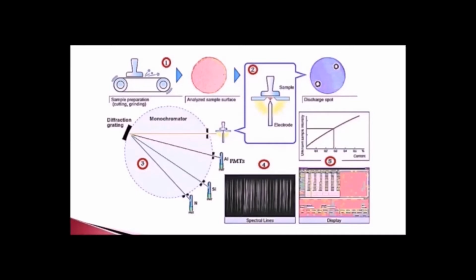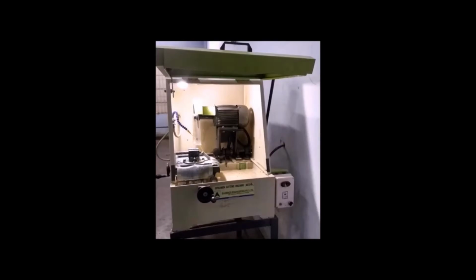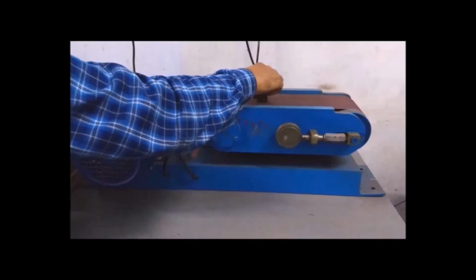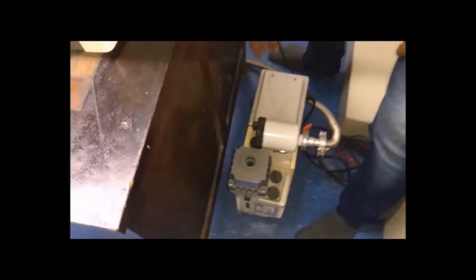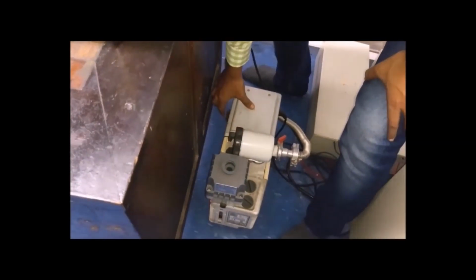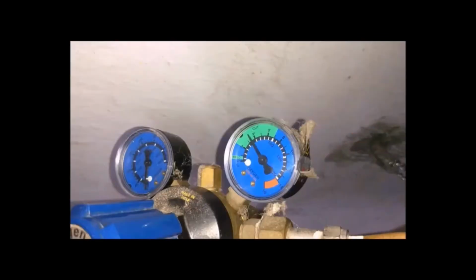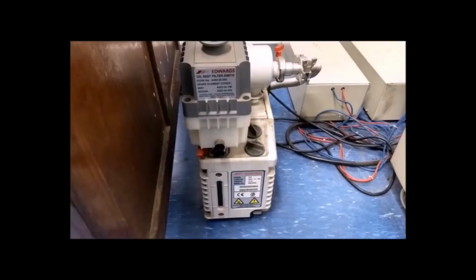Now we will learn about the step-by-step working of a metal spectrometer. First, the sample is cut into the required size in a specimen cutting machine. Then it is ground on a grinding machine using grade 60 to 80 size emery. Then the vacuum pump is switched on. A vacuum pump works to remove atmospheric gases from the OES system.